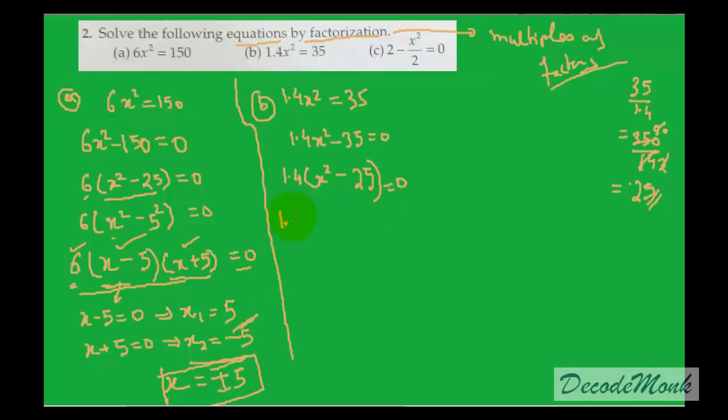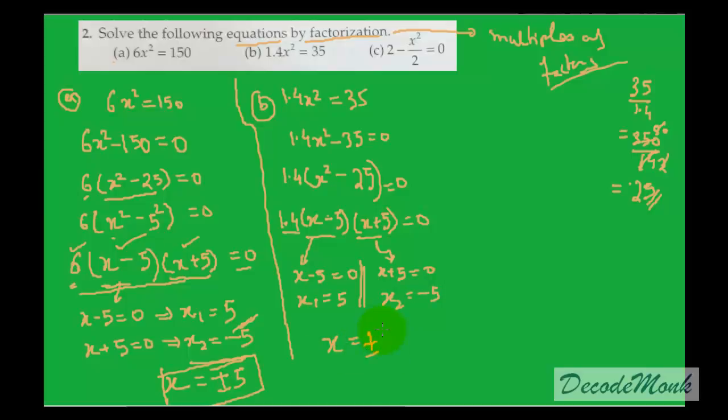So again, similar to the earlier equation, here you can write x minus 5 into x plus 5 equals 0. x square minus 25 equals x minus 5 into x plus 5. Either this will be 0 or this will be 0 to make the whole equation 0. But 1.4 is a constant, so either x minus 5 should be 0, which will give you one value of x, 5, or x plus 5 should be equal to 0, which will give you another value of x, minus 5. So again, similar to question number A, the answer is x equal to plus minus 5.